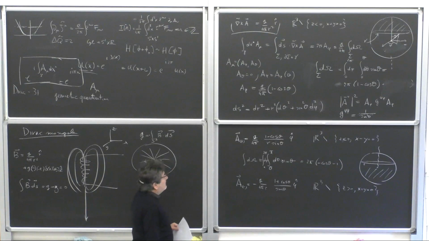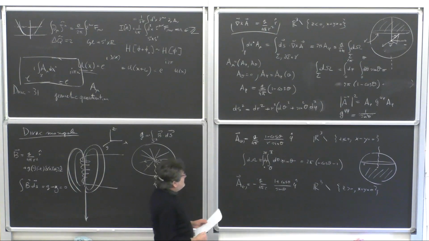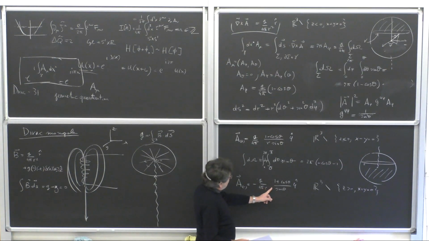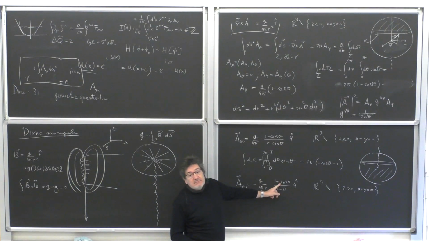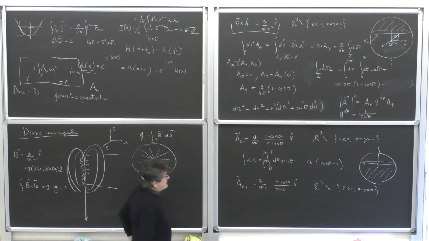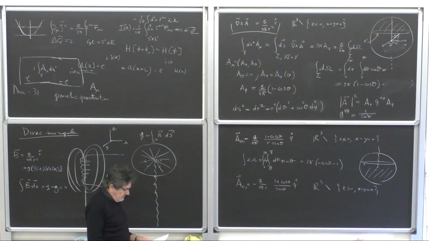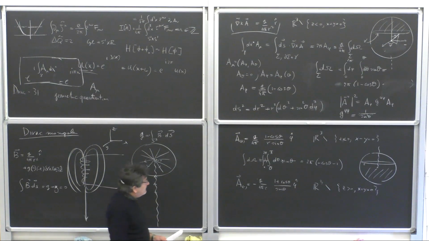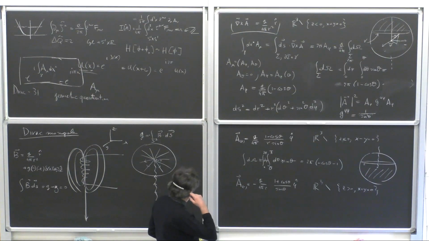So there are two solutions. Let's check that this solution is now regular for theta equal to pi, because this goes to 0 and this also goes to 0. Instead, it is singular for theta equal to 0. So I got these two solutions. So what's the point?